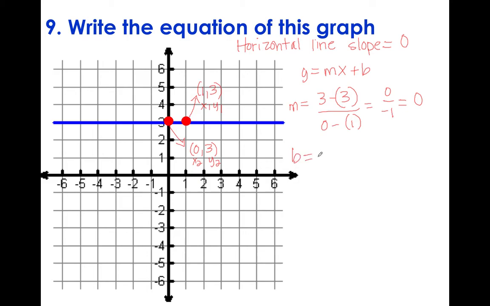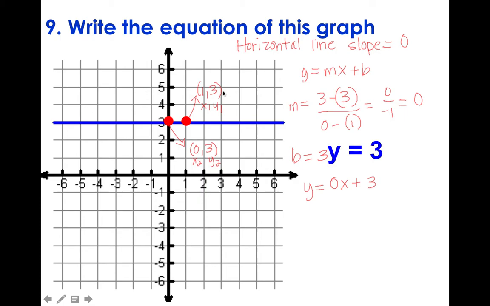My b, in this case, same thing. Where does my line cross the y-axis? Well, it crosses the y-axis right here. So therefore, when my x is 0, my y is also the y-intercept. And so therefore, we get 3. Now, when we plug it in, we end up getting y equals 0x plus 3. But remember how we can write that. Since my slope is 0, I can actually write it as y equals 3.